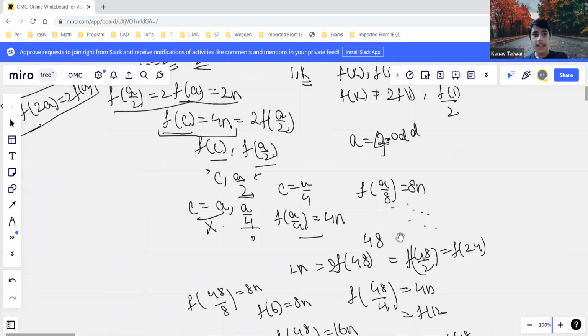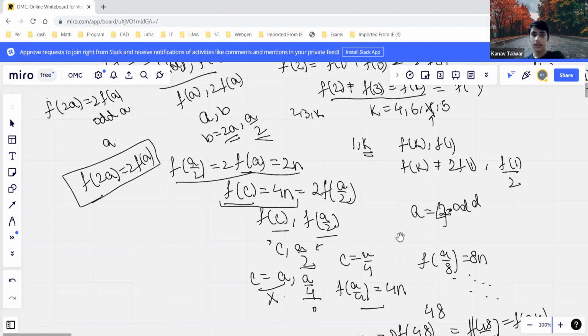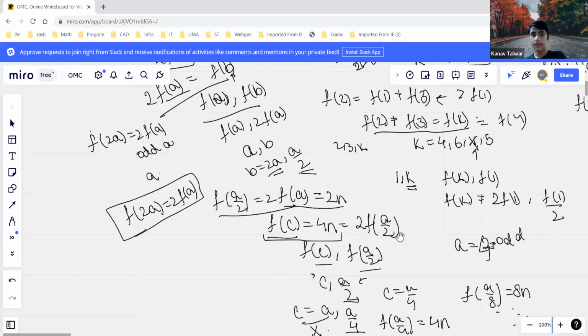So what went wrong? The original assumption was f of a by 2 is equal to twice f of a. This must not be true, right? Yes. Thus we must have that b must be 2a only. That f of 2a is equal to twice f of a.